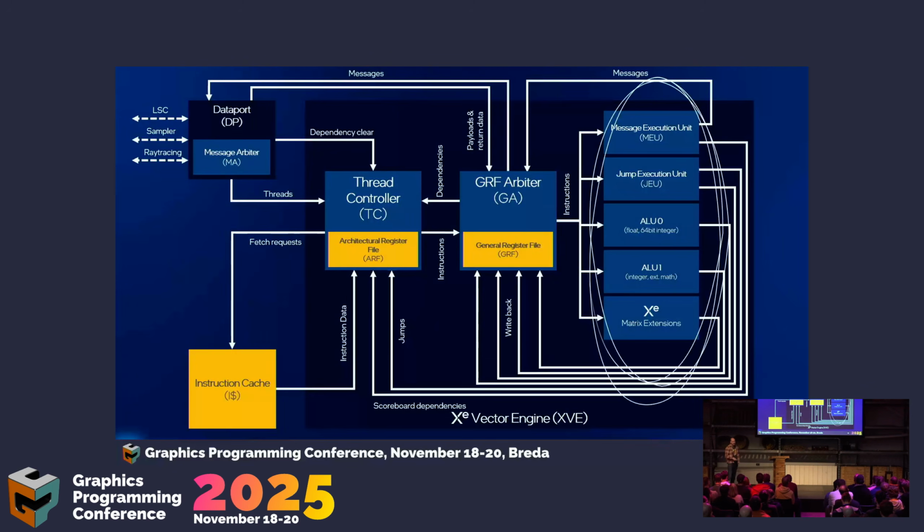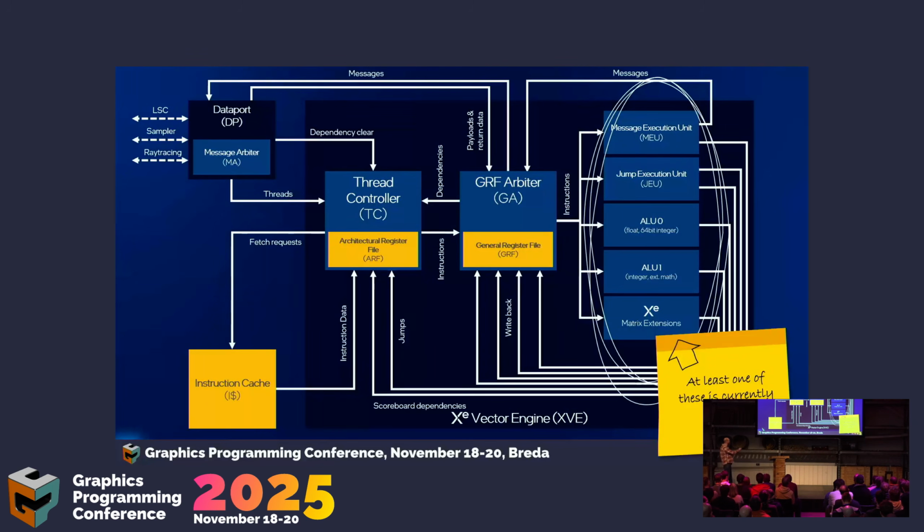Let's dig in to the next level. If we go inside an XVE, this is the broad structure of an XVE. We've got our data port here, which is interacting with our level 1 cache, our ray tracing units, our sampler, et cetera, and instruction cache feeding in here. Inside the XVE, we've got a thread controller, which contains those 8 threads, waves, et cetera. And then we've got our register file, which is where all of the transactional storage for our shader execution lives. This is where you can read and write and keep data in very fast registers.